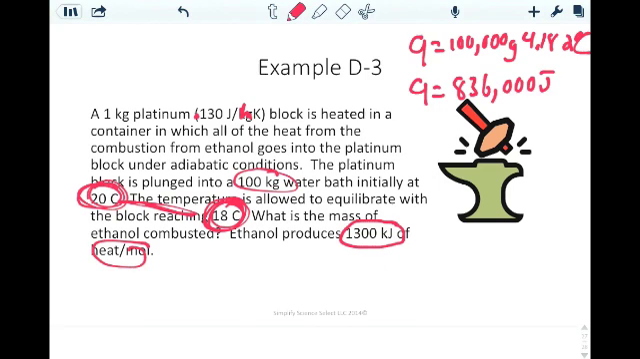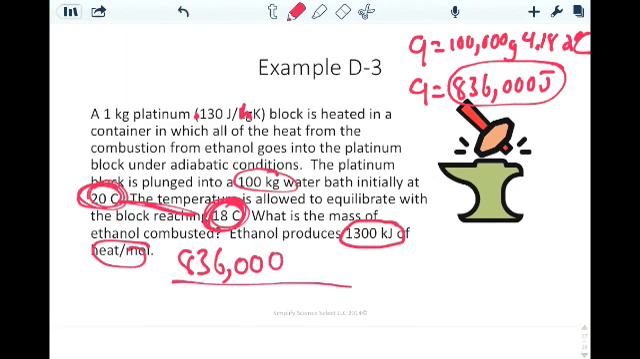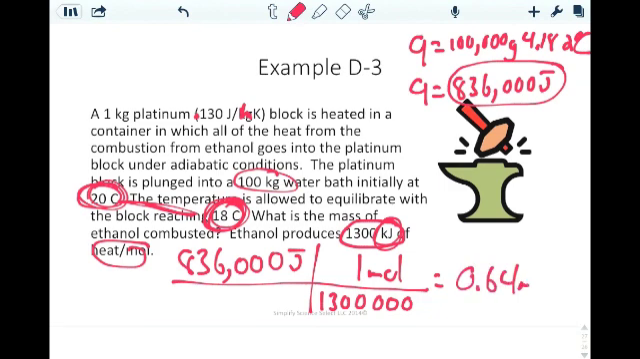And since it produces 1,300 kilojoules of heat per mole, we can figure out how many moles we're going to have. So when we change this from joules into moles, we have our 836,123 joules, and that is in kilojoules per mole. So we'll go 1,300 and then add 3 zeros to put it in joules is 1 mole. What we'll see is we'll get 0.64 moles. Okay, that is how many moles of ethanol we have.